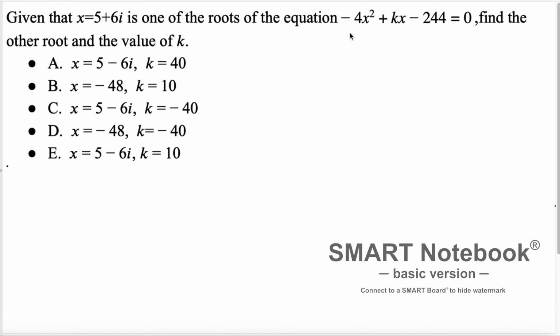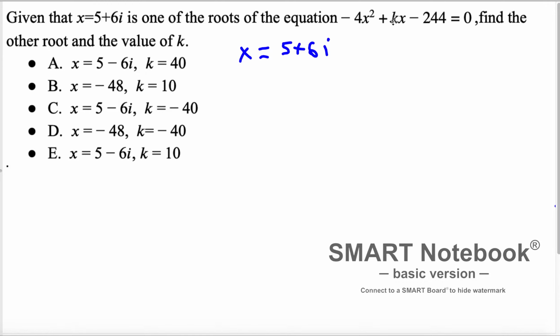Complex numbers. Given that x equals 5 plus 6i is one of the roots of the equation minus 4x squared plus kx minus 244 equal to 0, find the other root and the value of k. So we already know one of the roots, which is the complex root 5 plus 6i.